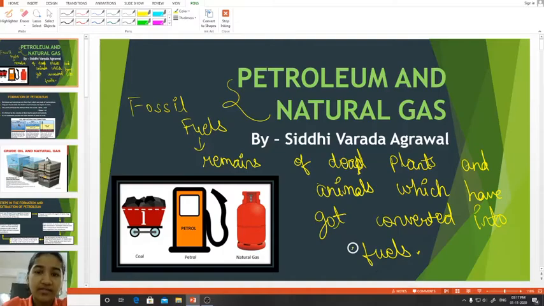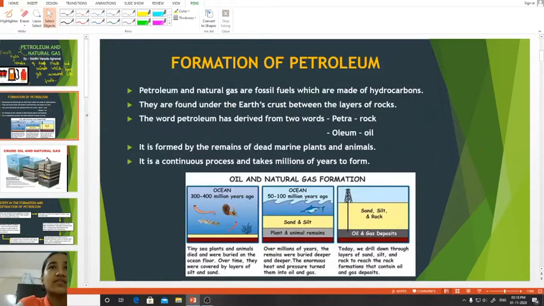right? And natural gas is the LPG gas which we use in our homes for cooking purposes. So we have seen its uses. Next, the first topic we are going to cover is the formation of petroleum. How is petroleum formed? If you are aware of what petroleum is, then you must also be aware of how it is formed. So let's see how it is.